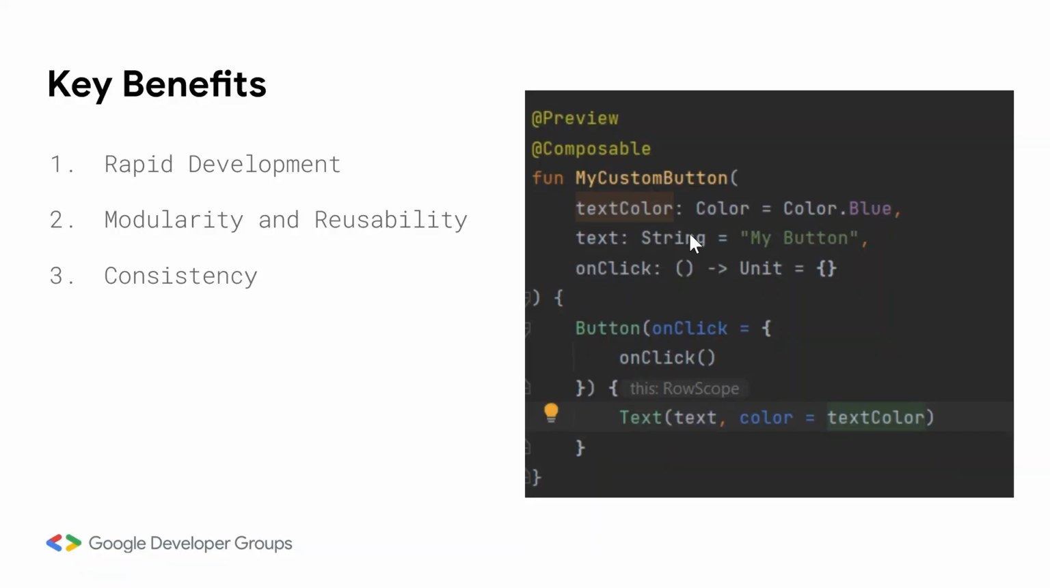This is what we really observe. These are the core benefits of using Composables. One is rapid development. It's fast. Once you build, you can quickly start reusing your components. It's modular.